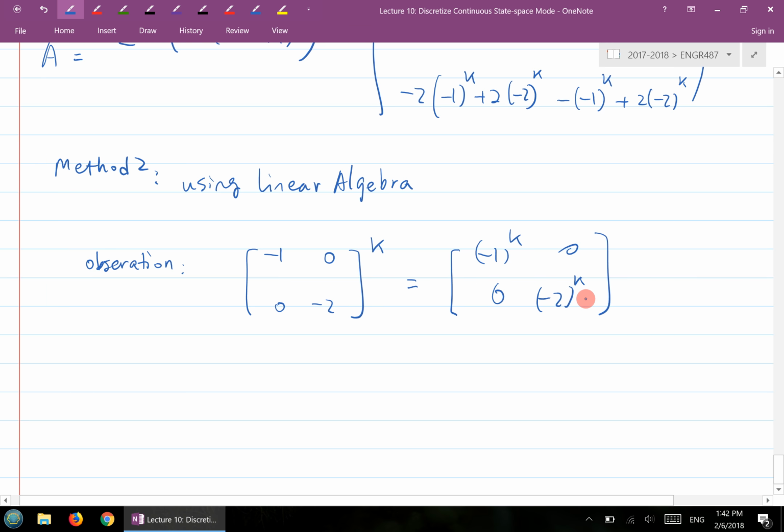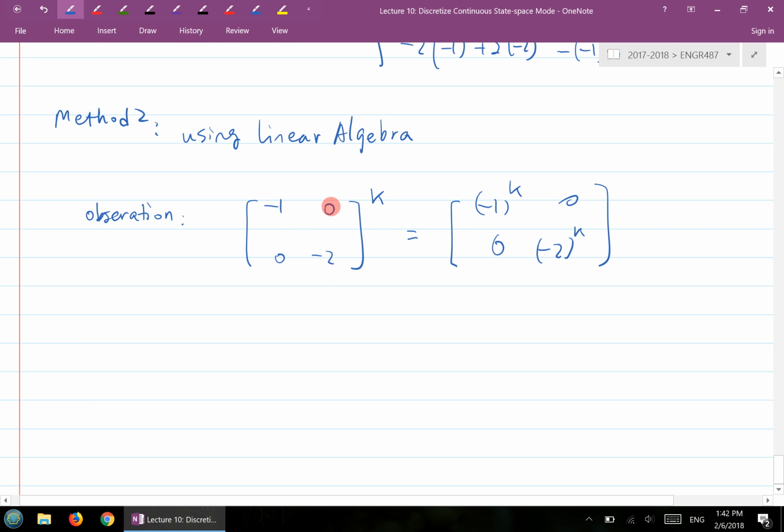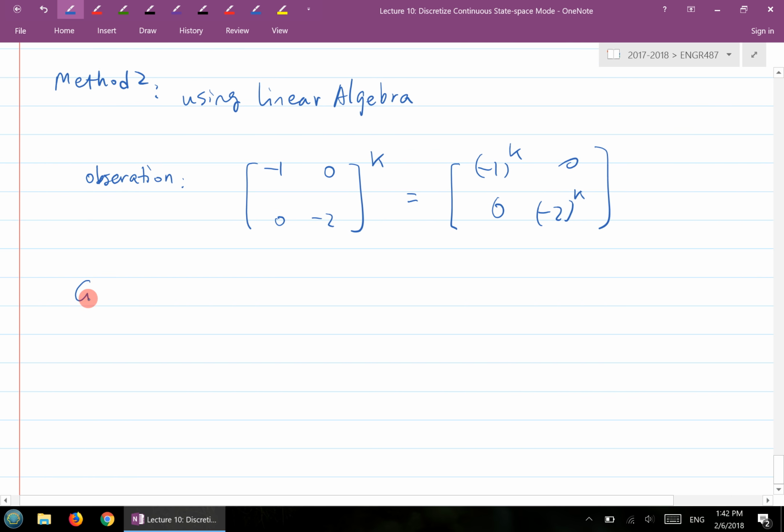But this observation doesn't apply to a generic matrix. So now this brings us to the question: given a matrix A here, can we somehow transform this A matrix to a matrix of diagonal format, and then make use of this result here?